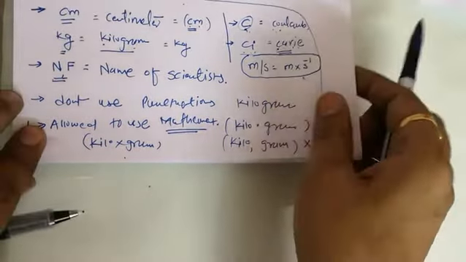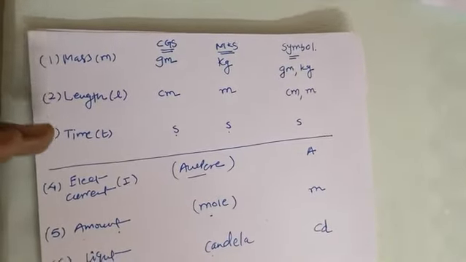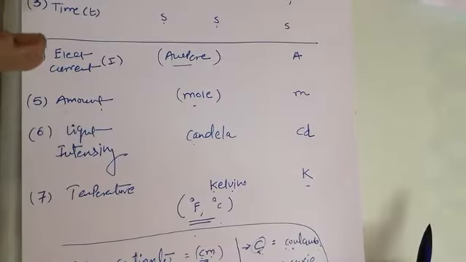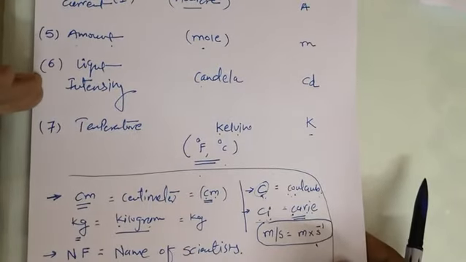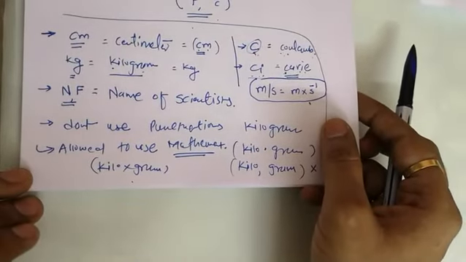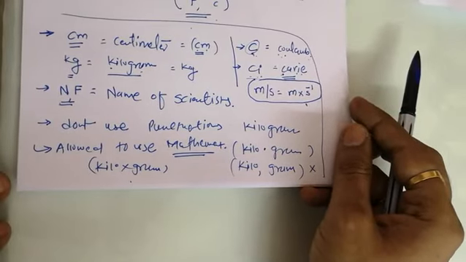Hope you have coped with the seven units. Again, I am repeating: mass, length, time, electric current, amount of substance, light intensity, and temperature. And hope you now understand how to represent such units, and what the basic rules for that are.